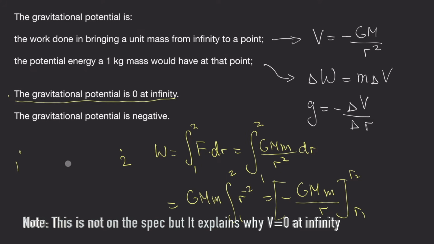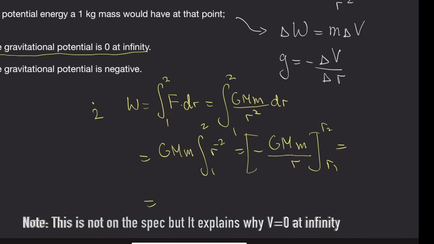So this here is, let's say, position 1, this here is position 2, which is then going to be equal to minus GMm over r2, then minus GMm over r1. Okay, so the work done will be equal to the sum of these two expressions.